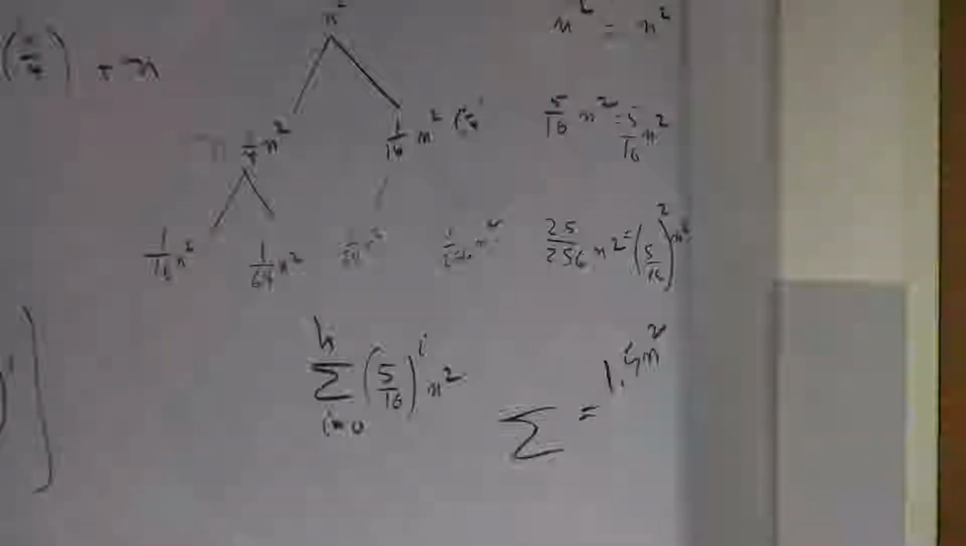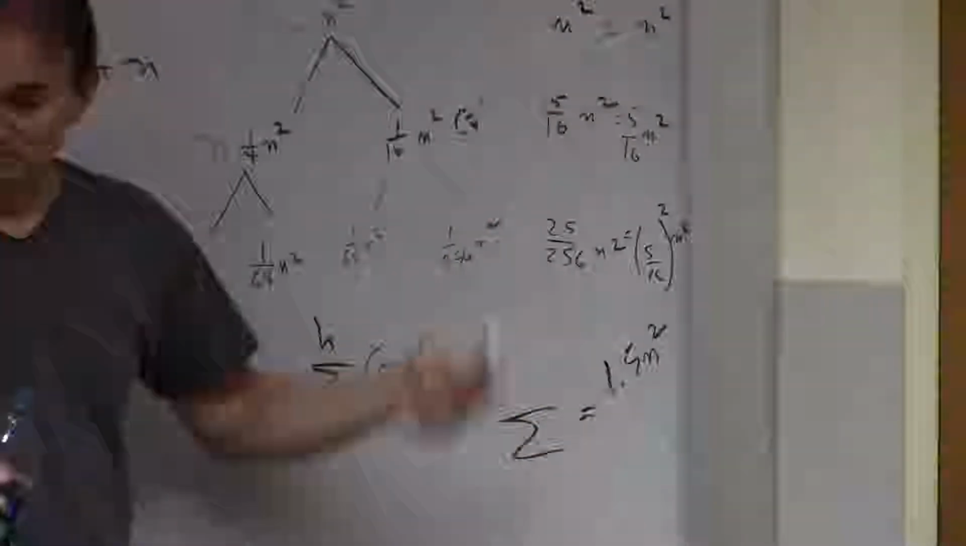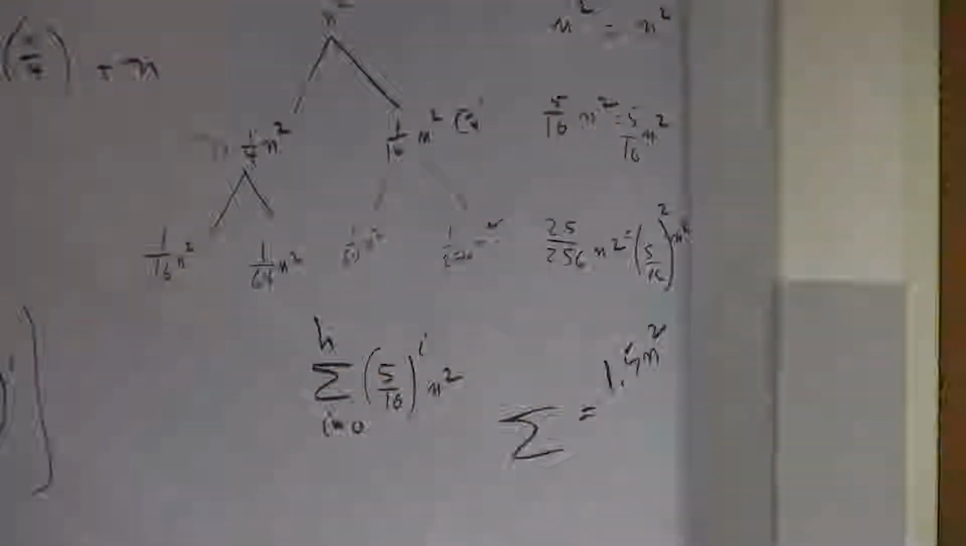of n squared. The upper bound, the overestimation of how much work is being done, is n squared. So my question is, does that mean that this algorithm is theta of n squared?